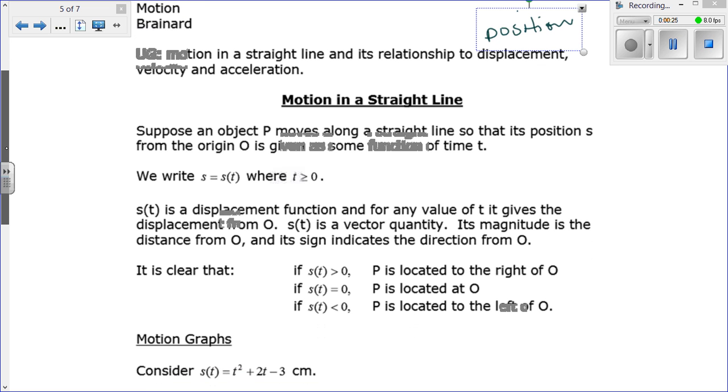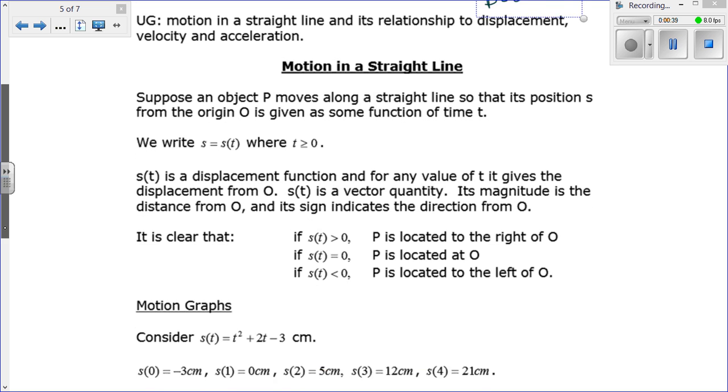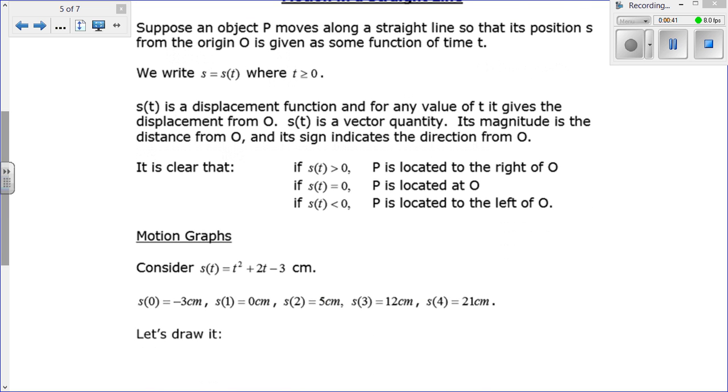Motion in a straight line. Suppose an object P moves along a straight line so that its position S from the origin O is given as some function of time t. We would write S equals S of t, where t is greater than or equal to 0. S of t is a displacement function, and for any value of t, it gives the displacement from O.